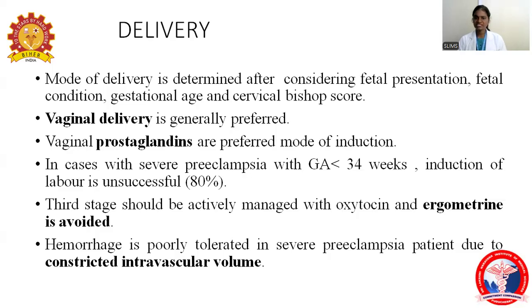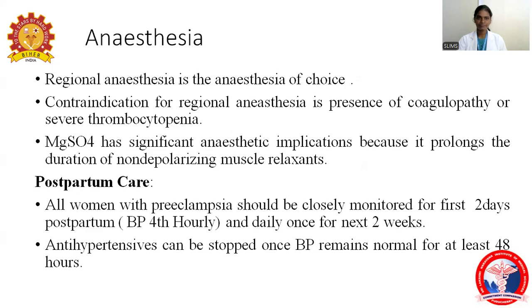Hemorrhage is poorly tolerated in severe preeclampsia patients due to constricted intravascular volume. Coming to the anesthesia part, regional anesthesia is preferable. It's the anesthesia of choice in preeclampsia. Contraindications for regional anesthesia are the presence of coagulopathy and severe thrombocytopenia. Magnesium sulfate has significant anesthetic implications because it prolongs the duration of non-depolarizing muscle relaxants.